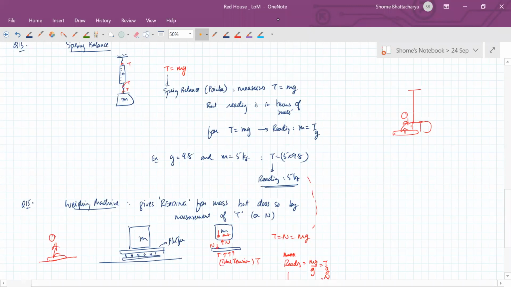ठीक है. So no, so it actually measures, हाँ मतलब that's correct Nikita. Actually what it measures is the force, in this case the normal contact force, and in this case the tension force. But then the reading it shows is not force in newtons, it shows force in newtons divided by g, so it shows the reading in kilograms.